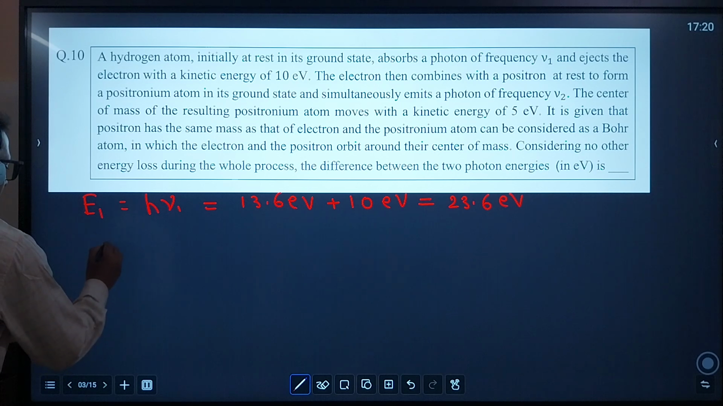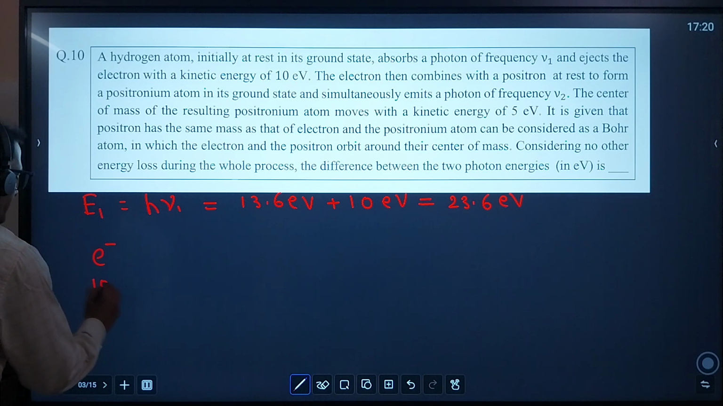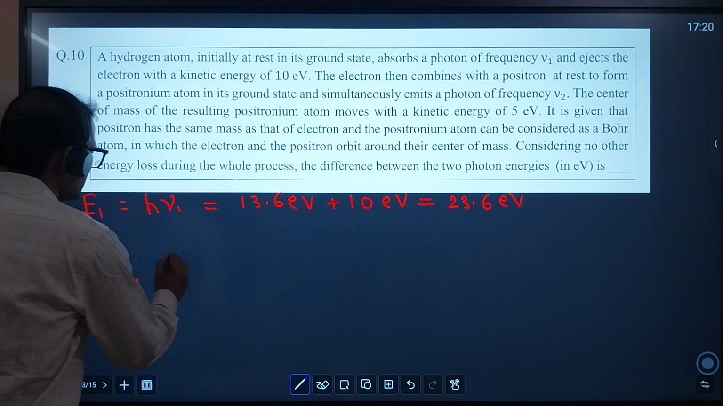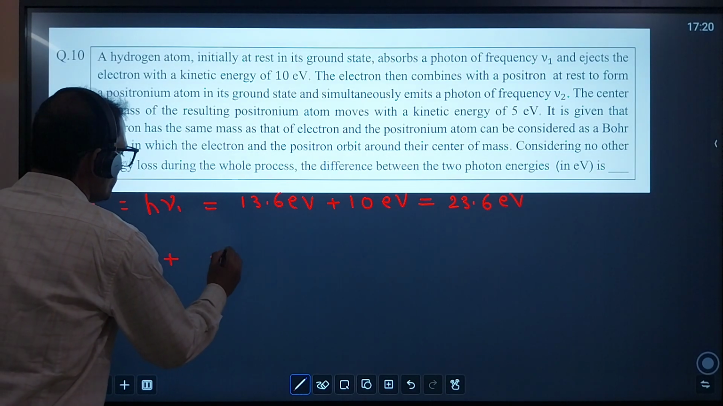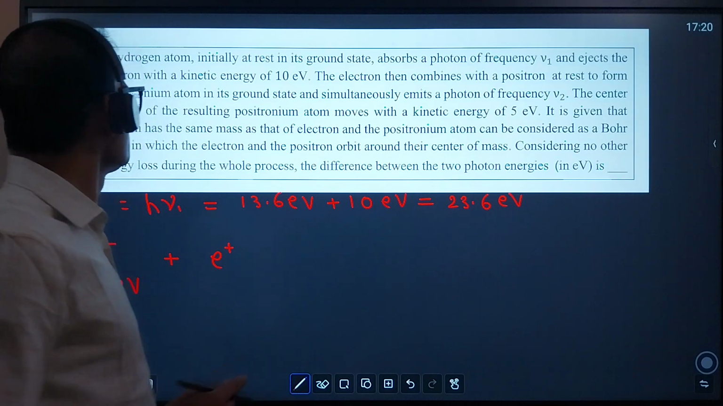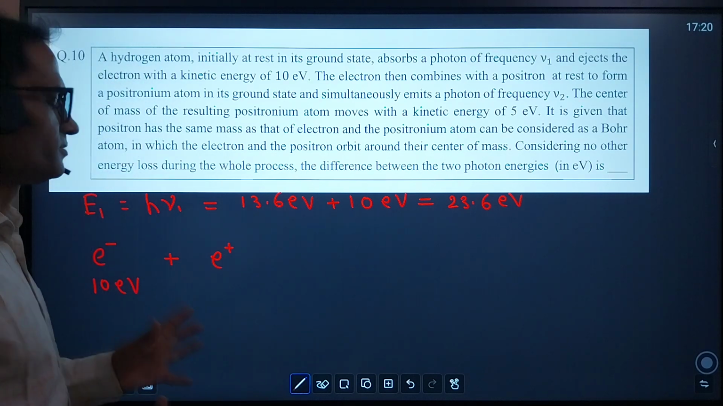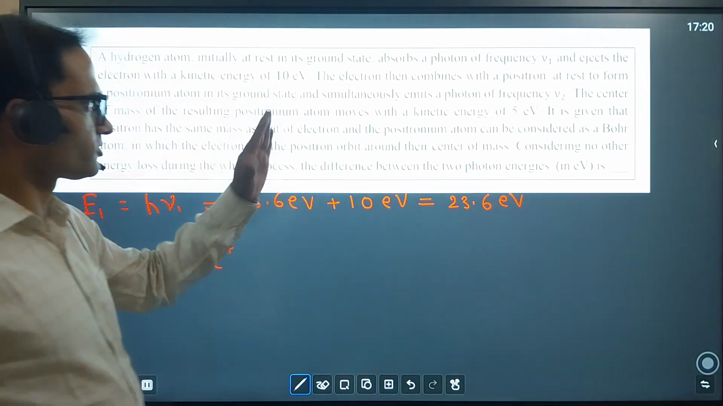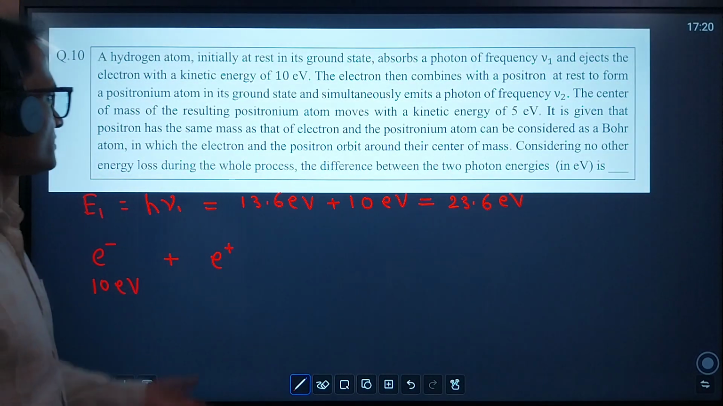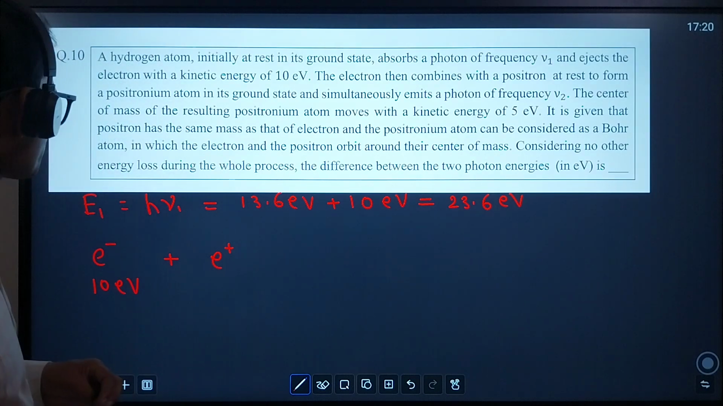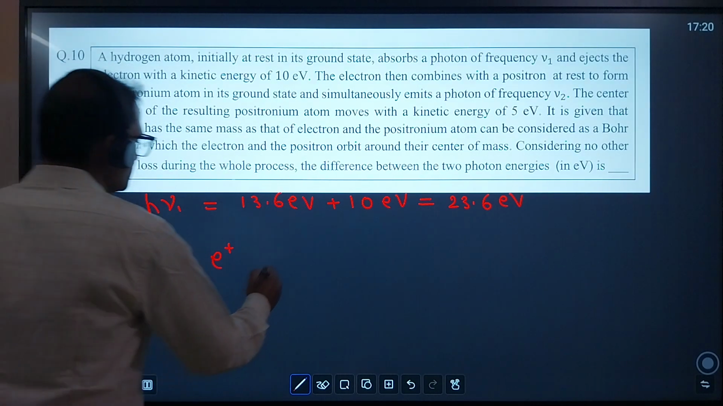This electron, which has 10 eV energy, is striking a positronium ion. Positronium ion means it is just like an electron, but it has a positive charge. Its mass is the same. It is also given. Okay, they have talked about the positronium ion. And now what happens?